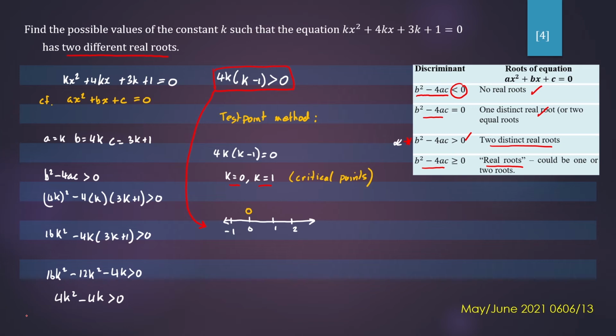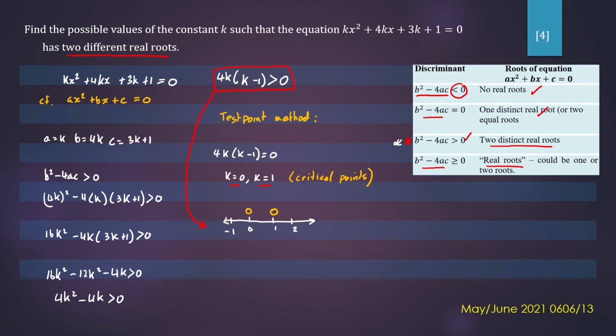Let's do the same for k equals 1. We have 4 times 1 times 1 minus 1 greater than 0. Is this true or false? Well, 4 ones are 4, and 1 minus 1 is 0. So again, we're going to have 0 greater than 0, which is false. So we'll put an open circle here as well. So both 0 and 1 are not part of the solution.